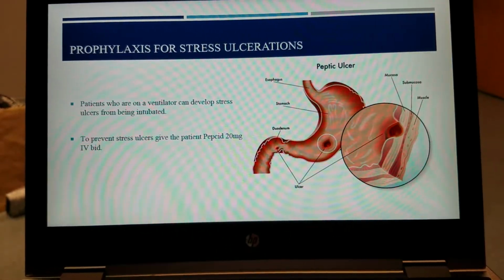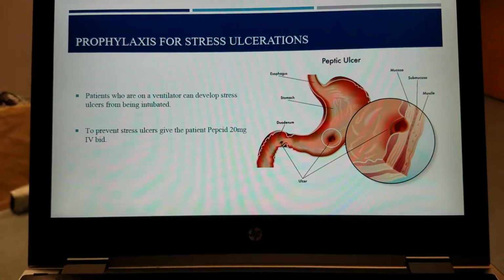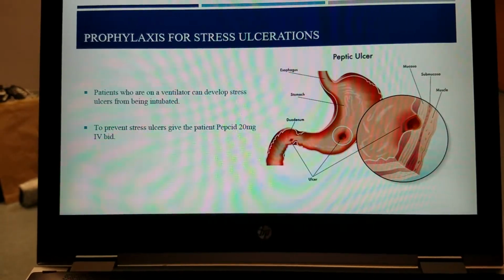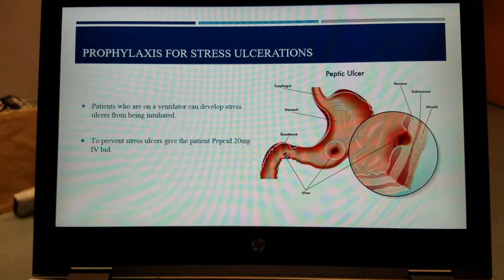Prophylaxis for stress ulcerations. Patients who are on ventilators can develop stress ulcers from being intubated. To prevent stress ulcers, give the patient Pepcid 20 milligrams IV BID.